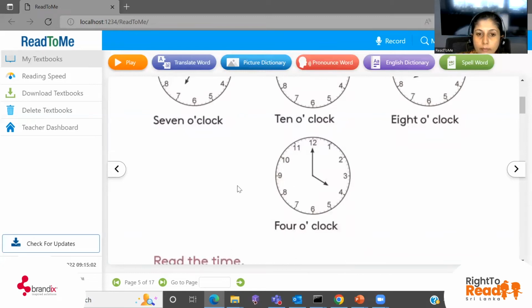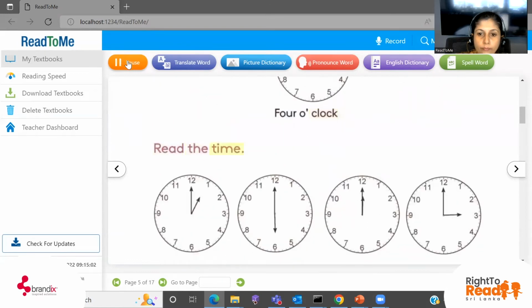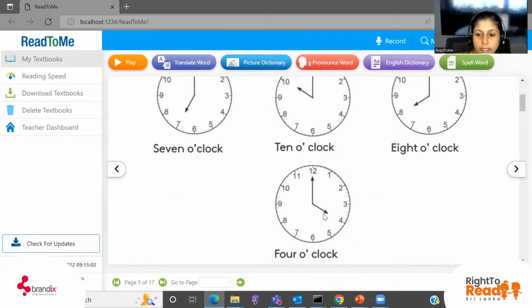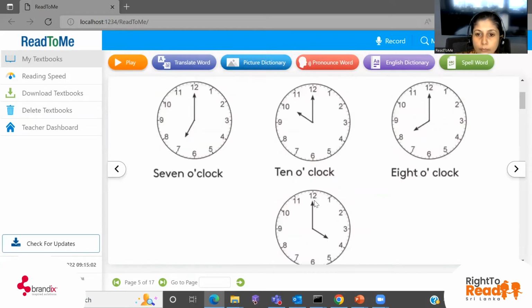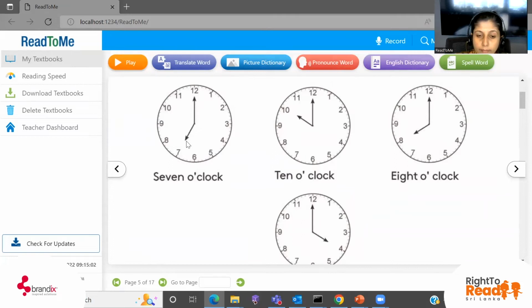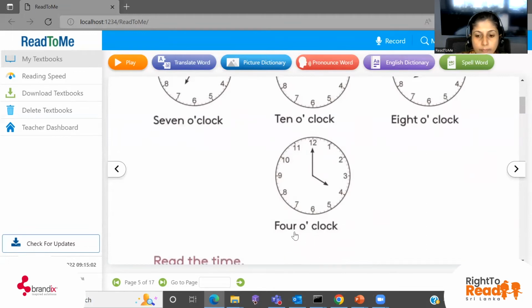Here the next one, 4 o'clock. Now see where the short hand is. It's on number 4 and the long hand is on number 12. Now when we read the clocks, we have to read like this. 7 o'clock, sharp at 7. 10 o'clock, the short hand is on number 10 and the long hand is on number 12. 8 o'clock, sharp at 8. The last one, 4 o'clock. The short hand is on number 4 and the long hand is on number 12.